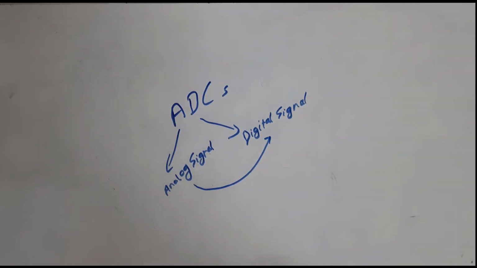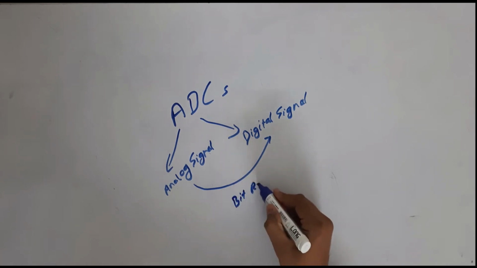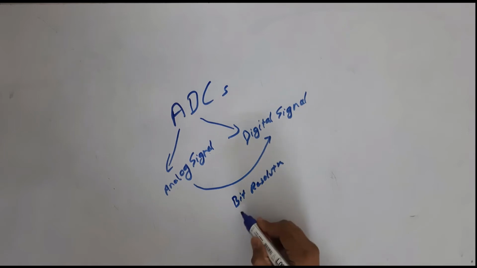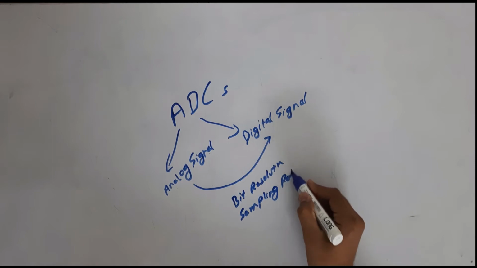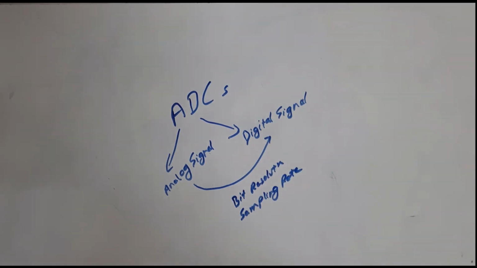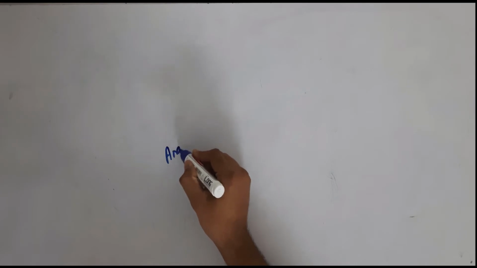Then we will create one circuit on a breadboard to understand how an analog signal is converted into a digital signal, and what is the importance of bit resolution and sampling rate and other factors which will affect analog to digital conversion of a signal. To understand analog to digital converters, we need to first understand what is an analog signal.